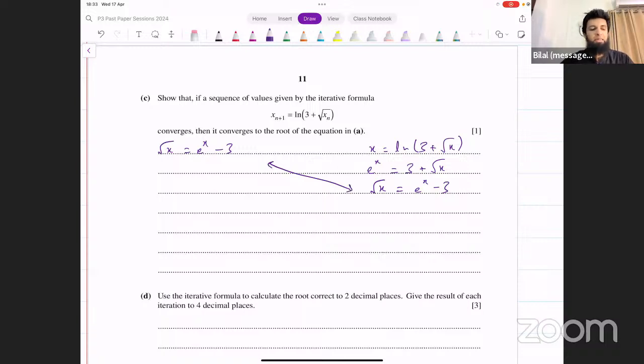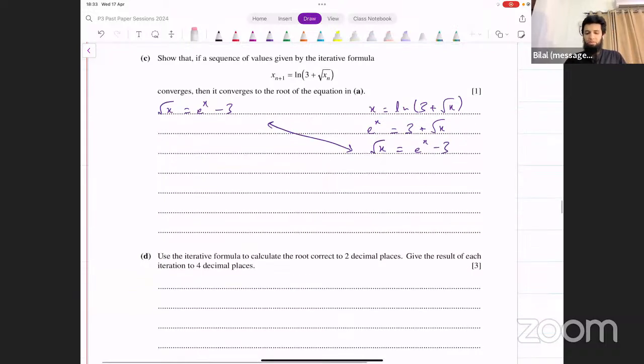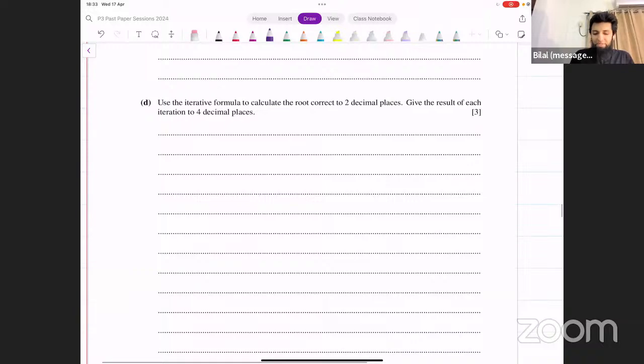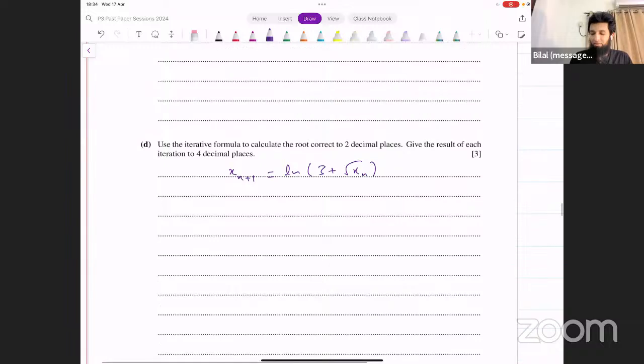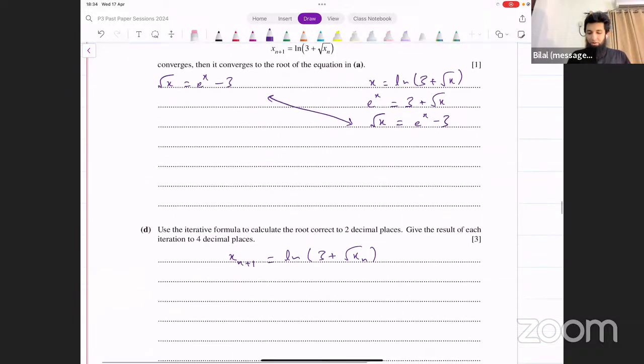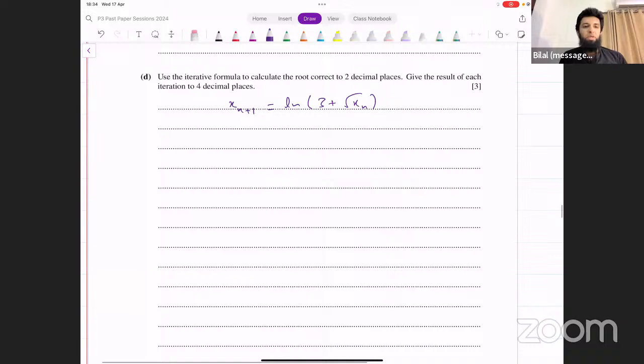That the iterative formula is coming from that equation. Or you could go the other way around as well and prove that this equation can be written in this form. That's just 1 mark. That's what you have to do here. Now you have this iterative formula. It says use this iterative formula, Xn plus 1 equals ln of 3 plus under root xn, to calculate the root correct to 2 decimal places. Give the result of each iteration to 4 decimal places. Now, how do you do this?